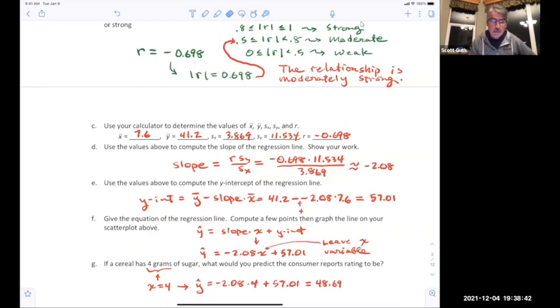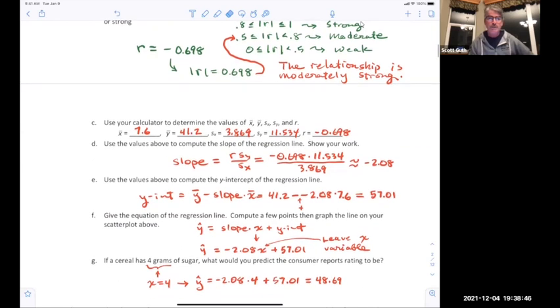And there's one last thing I think I need to squeeze in here, which is we have to plot the line of best fit. It says so here. Use the values above. Give the equation of the regression line, compute a few points, then graph the line on your scatter plot above. So the easiest thing to do to get your few points to graph is use the mean point, which is always on the line of best fit, and the y-intercept, 57.01.